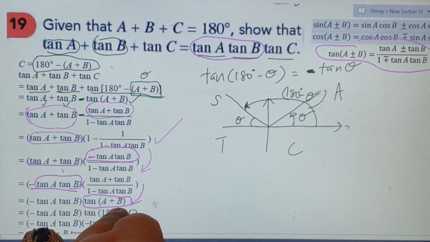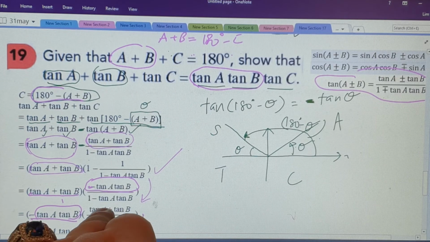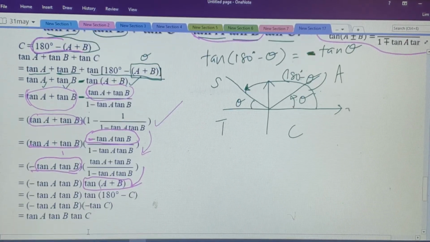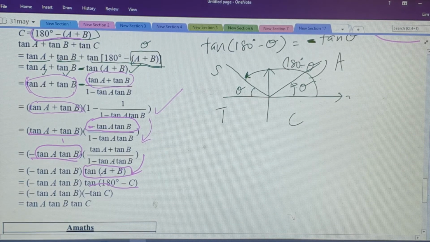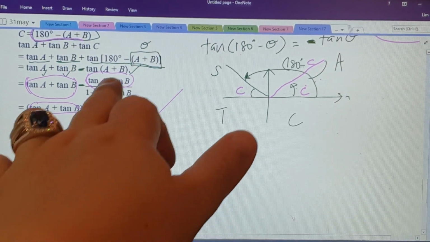A plus B is 180 minus C. Remember? A plus B is 180 degrees minus C. Correct? Now you see the same story as just now. If I call this C, then don't you agree that tangent of 180 minus C is just minus tangent C? Same as just now what you have here.